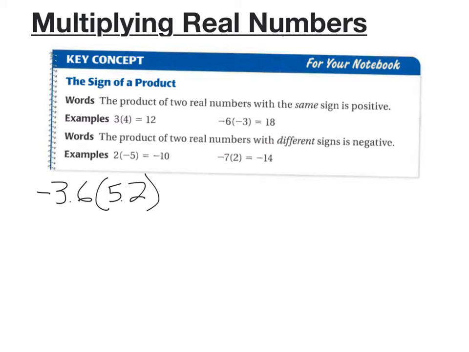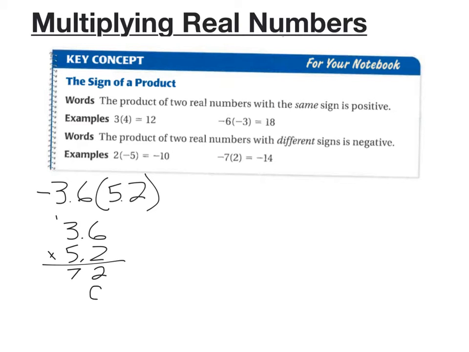We multiply decimals the same way we multiply any number. I'm going to ignore the signs for now because I know my answer is going to be negative. So I'm just going to multiply the absolute values of these numbers. So 3.6 times 5.2, right? Now, I multiply 6 times 2, I get 12, so I write the 2. I carry the 1 over here, and now I have 3 times 2 is 6, plus 1 is 7.